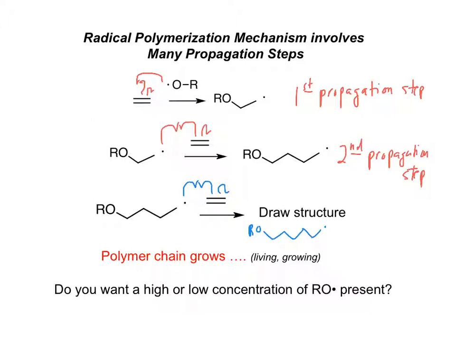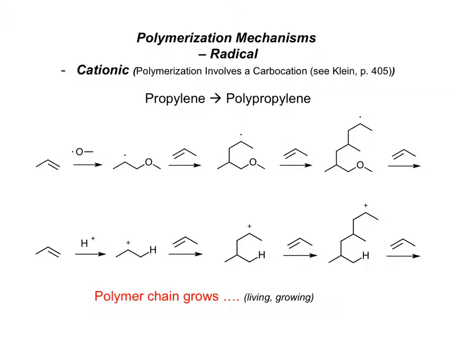So stop the video and answer this question. And the answer is, we want to limit the termination step because that will stop the reaction, so we want a low concentration of RO radical. Polypropylene is another important plastic and is made by either a radical reaction as shown in the top reactions or a polar reaction as shown in the bottom reactions.